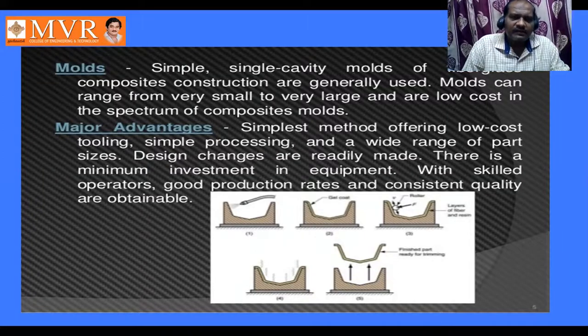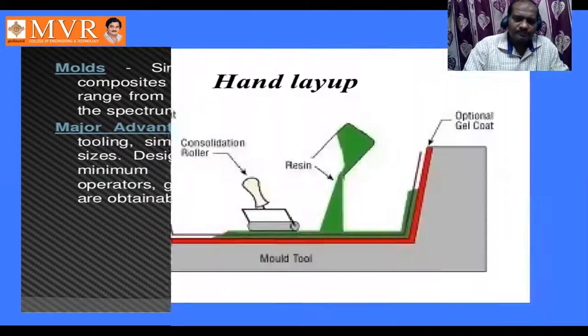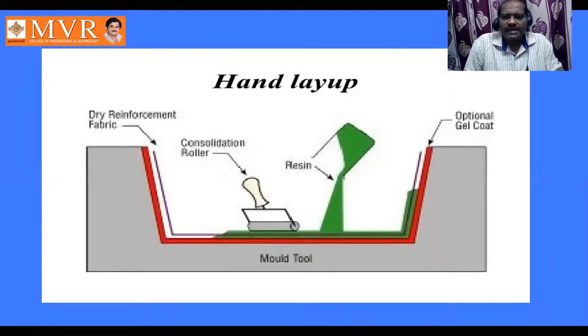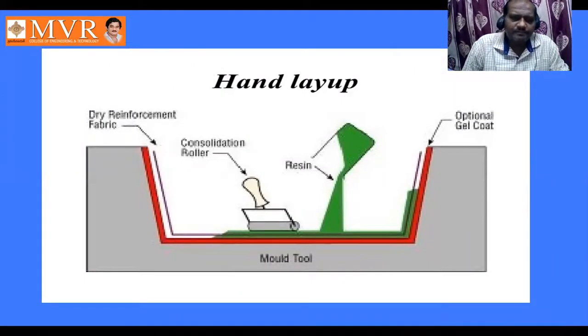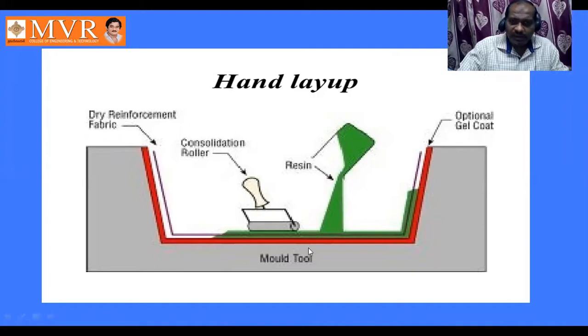These are the advantages of this one. If you observe this diagram, it is a hand layup process, which is easily observed. The red one is called the gel coat, and on the green we are going to pour the resin. As resin is poured, dry reinforcement fabric is present here. So in between this red layer and the dry reinforcement fabric, it is filled with the resin material.